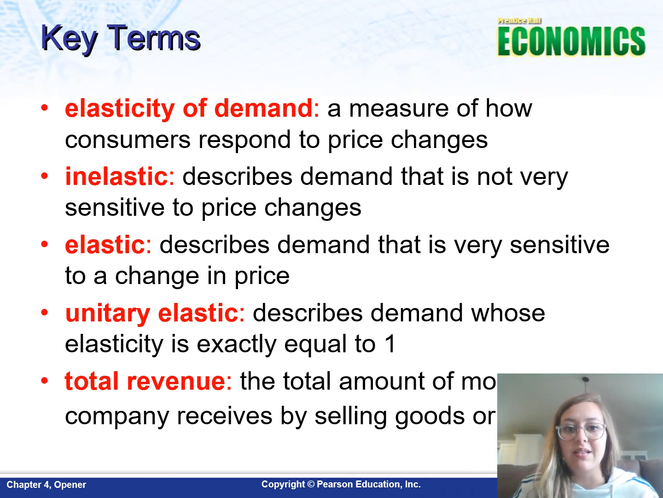However, if demand is elastic, it's very sensitive to any change in price, and demand will be impacted by the slightest change in price. Unitary elastic means that elasticity is equal to 1. So it's an equal trade-off. If price goes up a little bit, demand's going to go down a little bit, and vice versa. And then total revenue, we're talking about the total amount of money that a company receives for selling their goods and services.